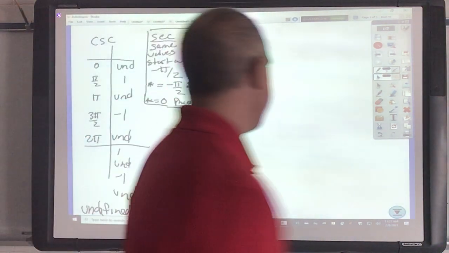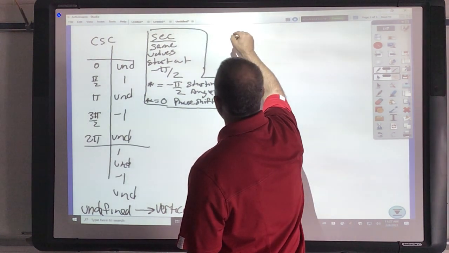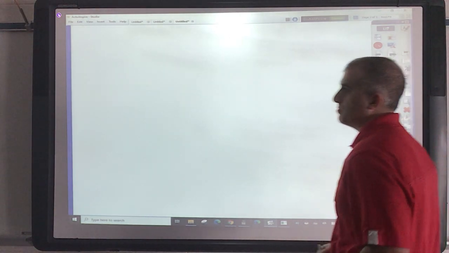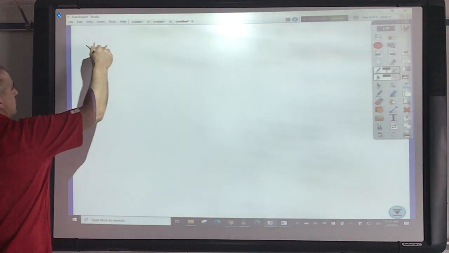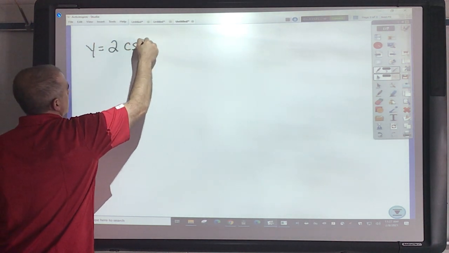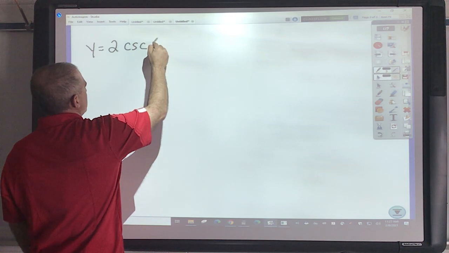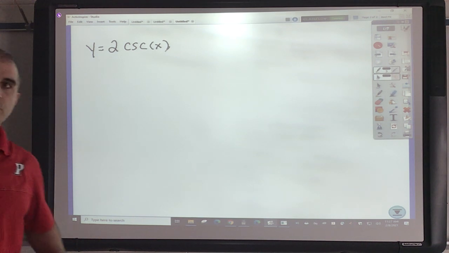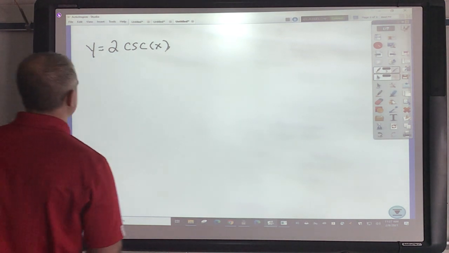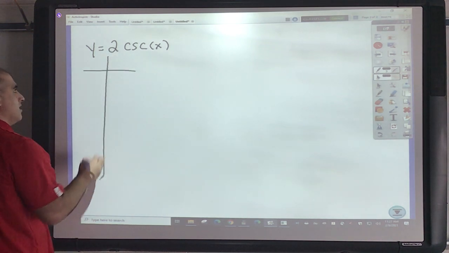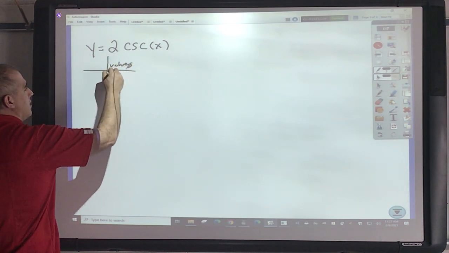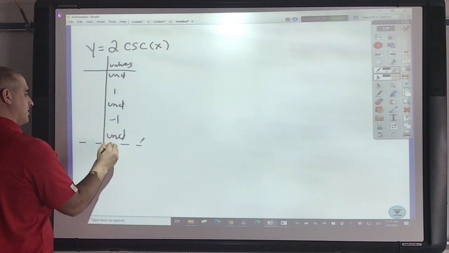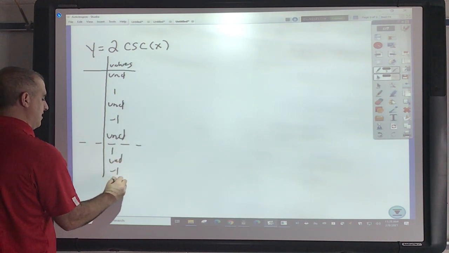So let's start with graphing a cosecant function. Let's say I got y equals 2 cosecant of x. Let's just do a regular x, just so you can see sort of what it looks like. So what I would have is my values. Like I said, my values are going to be undefined, 1, undefined, -1, undefined. Keep the process going: 1, undefined, -1, undefined.